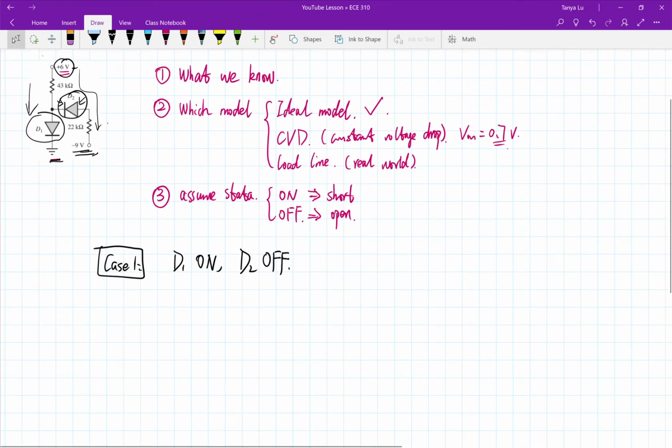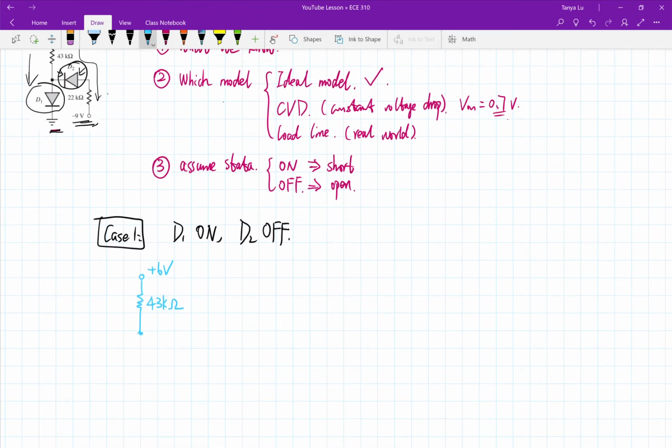A good way to do it is always redraw the circuit. Always redraw the circuit. Here we go. I'm redrawing the circuit. I have my positive 6 volts. It goes through my resistor, 43 kilo ohms. There's my junction. And now I have my D1. Since I assume D1 is on, it's going to be short. And then go to ground. Here's our D1.